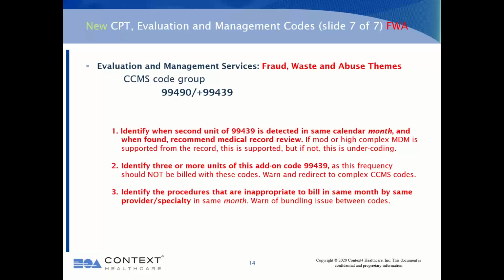The first parenthetical statement directs the coder to complex CCMS codes 99487 and 99489 for those services of 60 minutes or more that require moderate or high complexity medical decision making. So, although 99490 with 2 units of 99439 can be billed within a given month, this should only be the case when time supports this, and also when this involves straightforward or low complexity medical decision making.